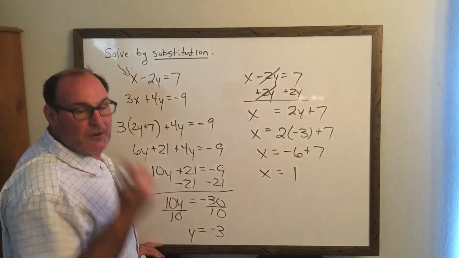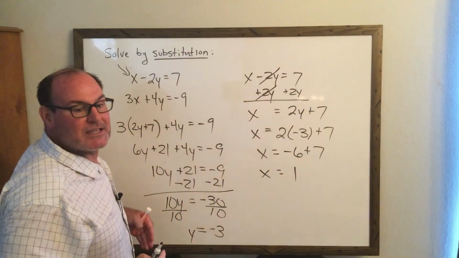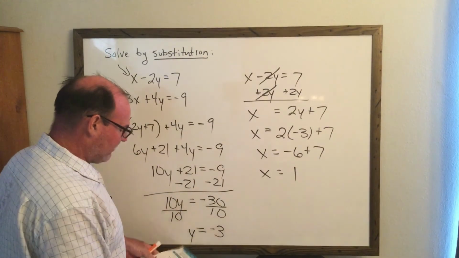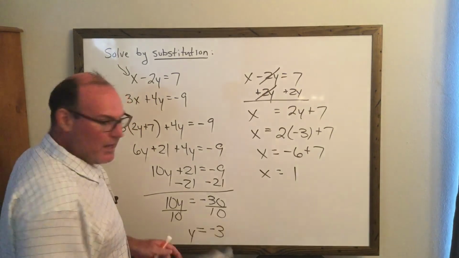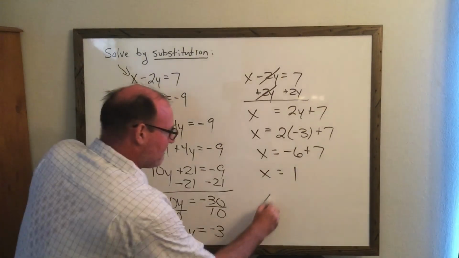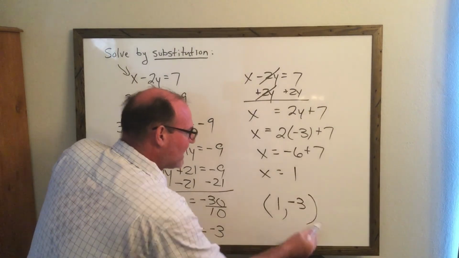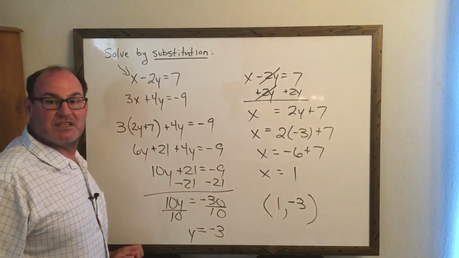You always write your answer as a point because this is the result of a graph. And so what we're going to do here is we're going to write the point. The x value always comes first, the y value always comes second, and there's the solution to this system of equations.